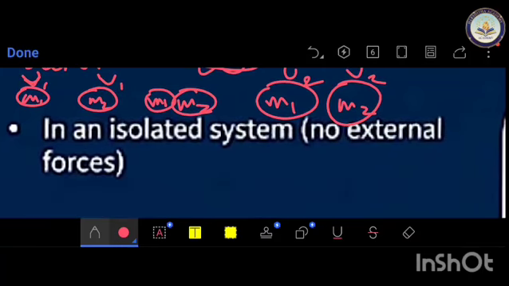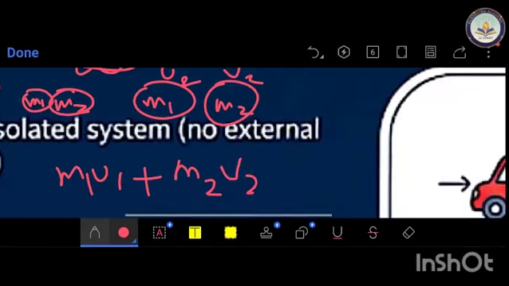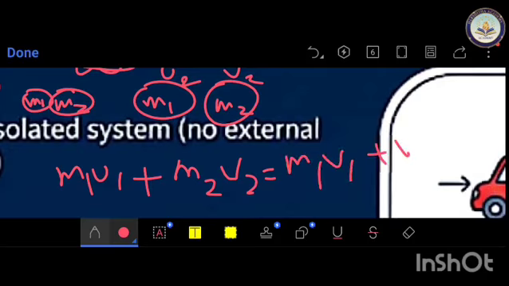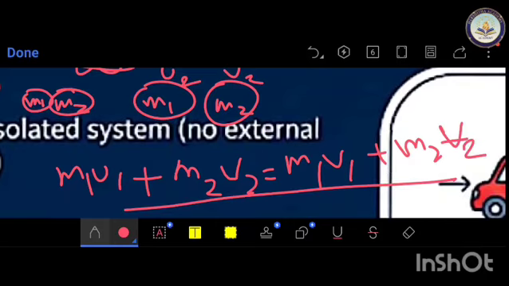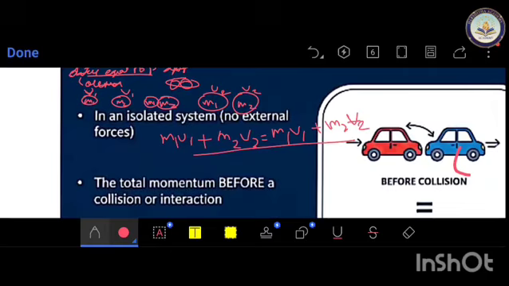The equation: momentum before collision means M1 U1 plus M2 U2 equals M1 V1 plus M2 V2. This is the equation, so note it down. For the derivation, you can comment, and I can make another video for that.